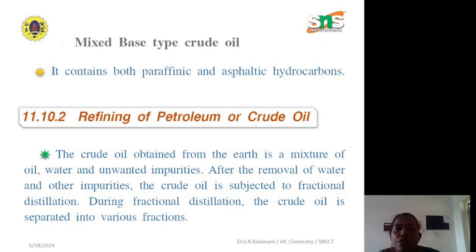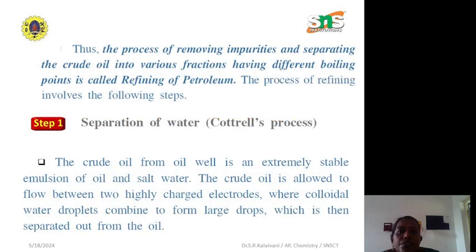Next one is refining of petroleum or refining of crude oil. This is the purification process. The crude oil obtained from the earth's crust is a mixture of oil, water and unwanted impurities. After the removal of the water and other impurities, the crude oil is subjected to the fractional distillation method. During the fractional distillation, the crude oil is separated into fractions. The process of removing impurities and separating the crude oil into various fractions having different boiling points is called the refining of petroleum. First, refining of petroleum contains the first stage, separation of water.